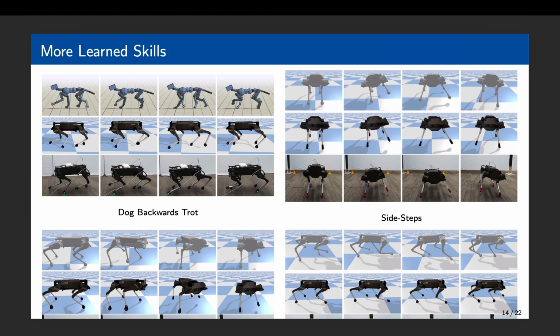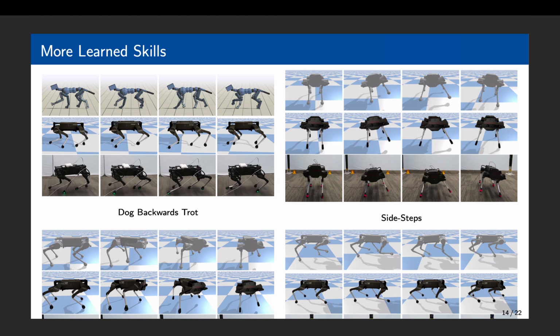So here are 4 more learned skills. At the top left is a backward trot, which they obtain simply by playing the mocap clip in reverse. Interestingly, the policy reaches a higher speed than the forward trot, 1.2 meters per second versus 1.08. The top right is a side step, which requires lateral foot placement, which is quite different from standard forward gait.